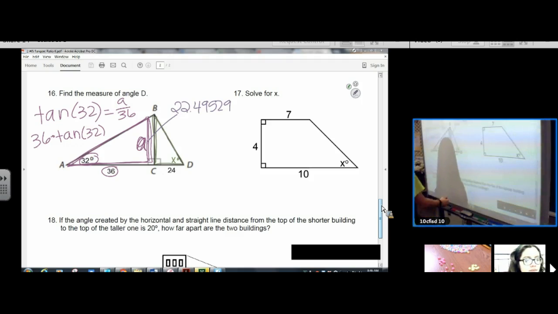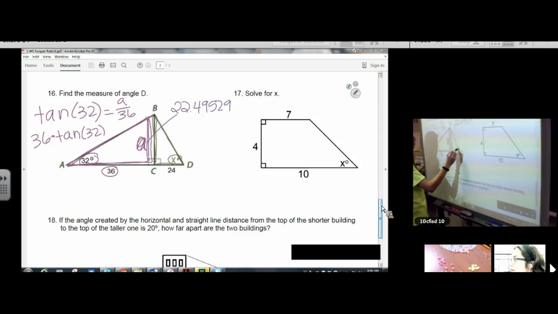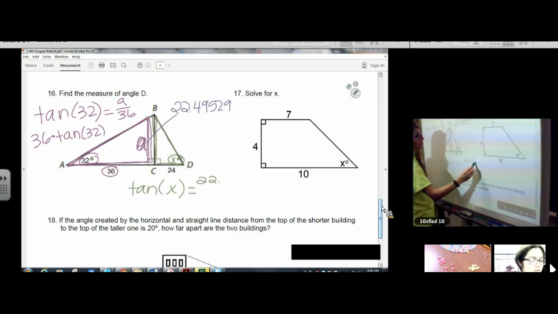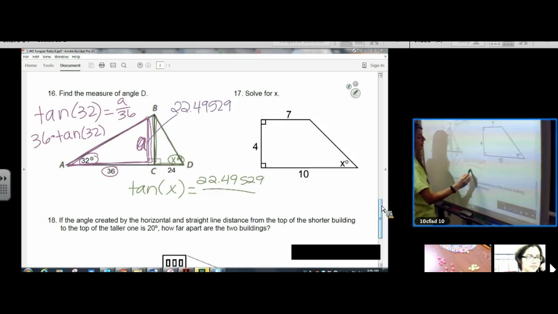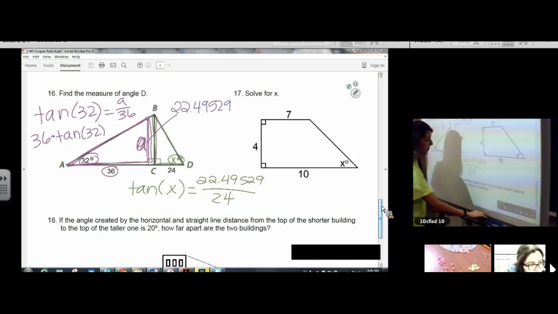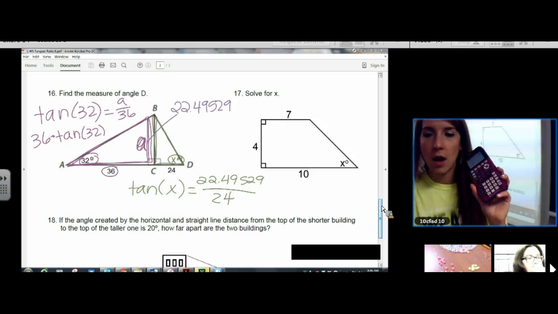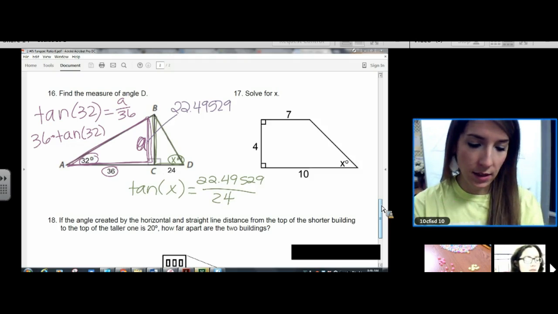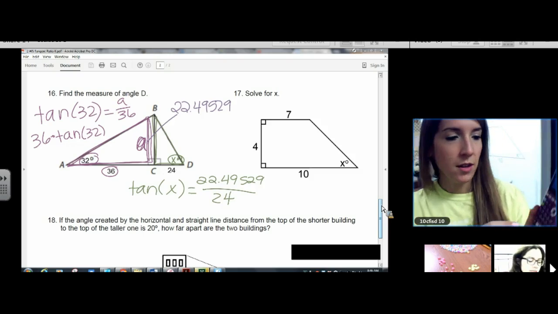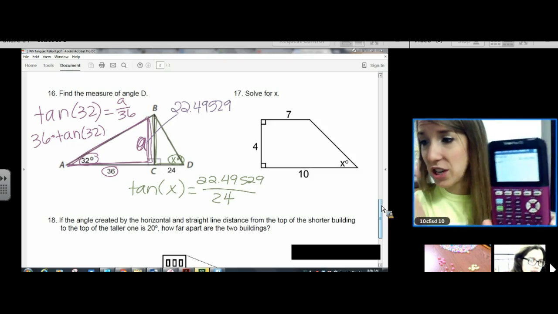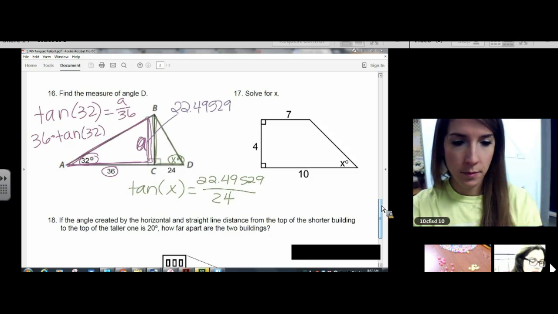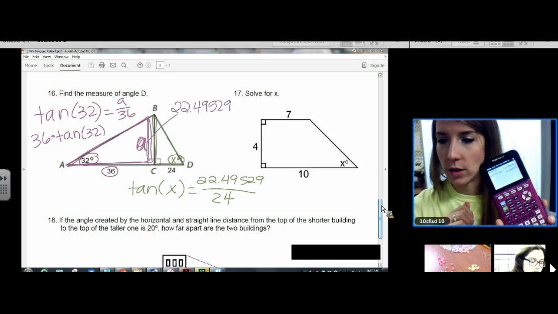Alrighty, so now I'm going to work in the green triangle. I'll use green for the green triangle. Tan of, what's my angle? You could call it D or X, equals opposite over adjacent. And so X is in the tan function. I'm going to do second tan, and then I can grab my last answer. I can push answer divided by 24, or I can type in the 22. It's up to you. And you get 43 degrees.